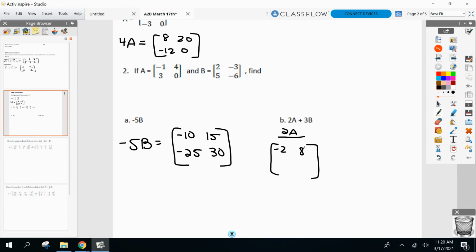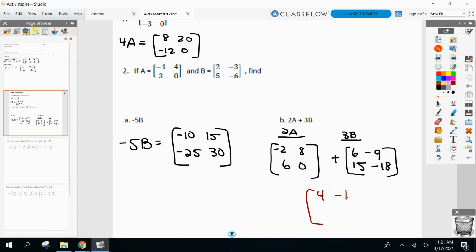-2, 8, 6, 0. Add that to 3B. Multiply everything in matrix B by 3. Notice what I'm talking about where being neat comes in handy here. I got 6, -9, 15, and -18. And then you guys can go ahead and add them up. Four, -1, 21, -18.